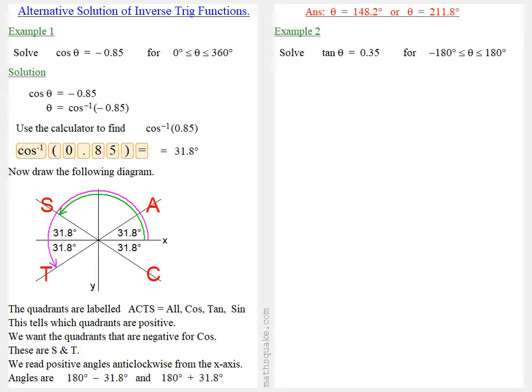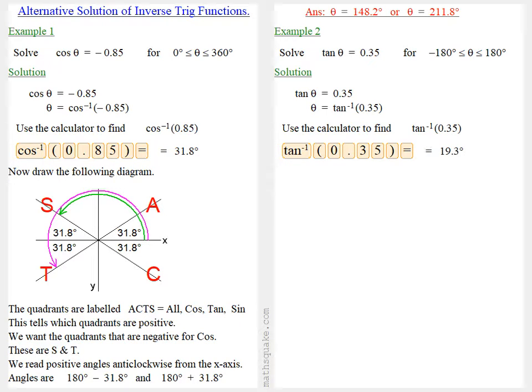Let's look at another example. Solve tangent of theta is 0.35 for theta lying between minus 180 degrees and 180 degrees. Now to solve this, we write down tangent of theta is 0.35. And we use the calculator to find the inverse tangent of 0.35. And the calculator gives us 19.3 degrees when rounded to one decimal place.